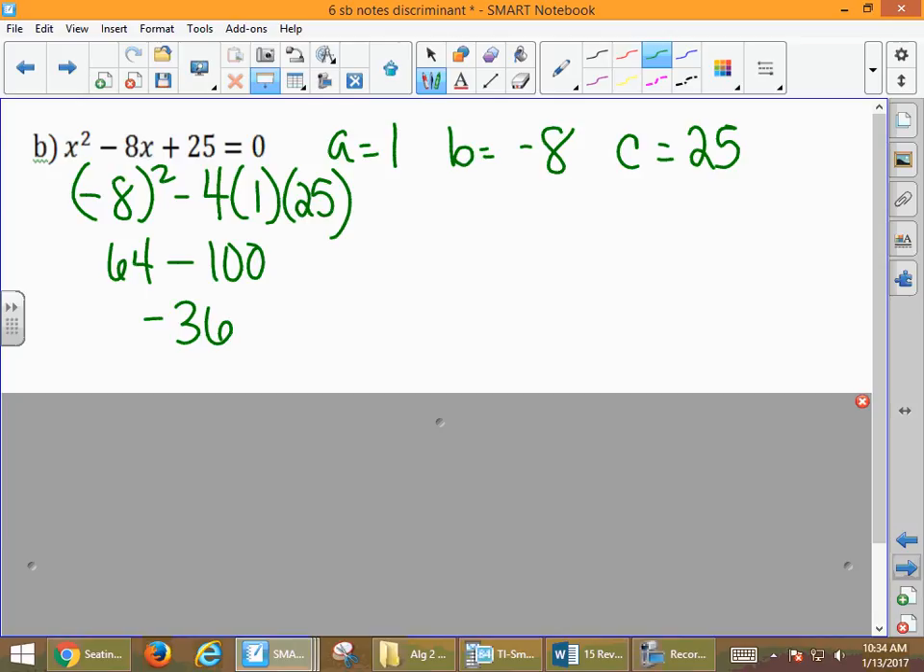Again, you may need to flip your paper over. But how many answers are we going to get when we have a negative for our discriminant? Still going to have 2. And what kind are they going to be? Rational, irrational, imaginary? These are the imaginaries.